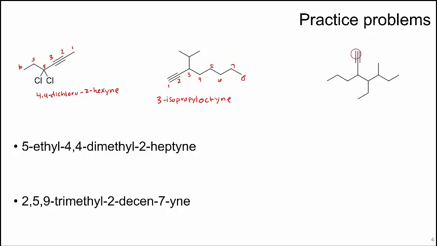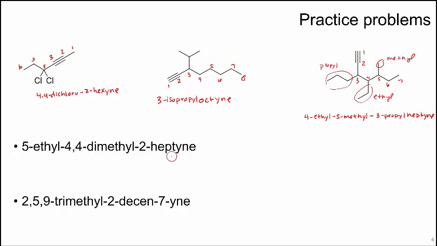And here the alkyne is coming off. We want to include that in the longest carbon chain. So here we have an ethyl, propyl, and a methyl. So it's 3-ethyl-5-methyl-3-propylheptyne.